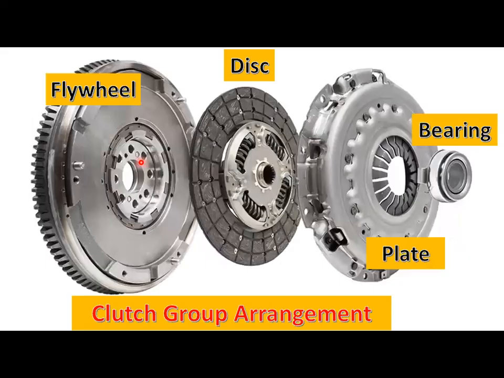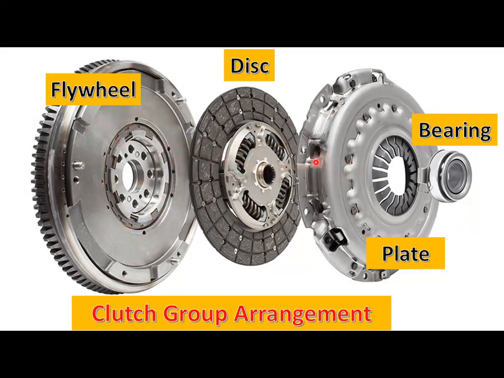So the engine flywheel is the first driving member. This flywheel is attached to the end of the engine assembly. If you can see, these holes are being bolted into the end of the crankshaft of the engine. So this clutch disc will be pressed against this face of the flywheel. The clutch disc is being pressed by the clutch pressure plate and engages.